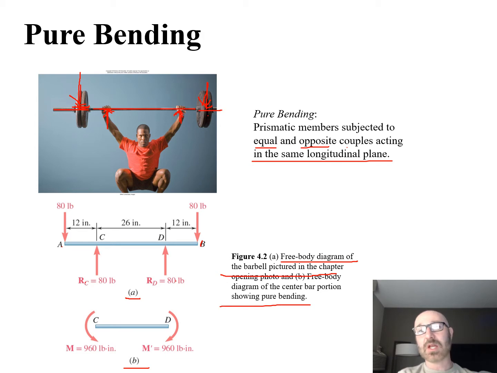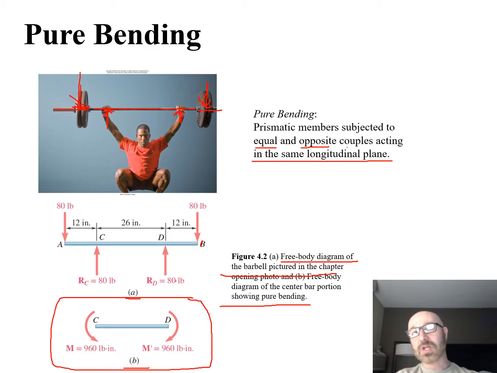So we're only looking at the center bar portion right there for pure bending. If we did our calculations, we could find our moments from the free body diagram: our forces times our perpendicular distance. So we can see, okay, 80 times 12, 80 times 12, and you have these guys acting right there. So we can figure out our bending moments based upon all that information for the bar.